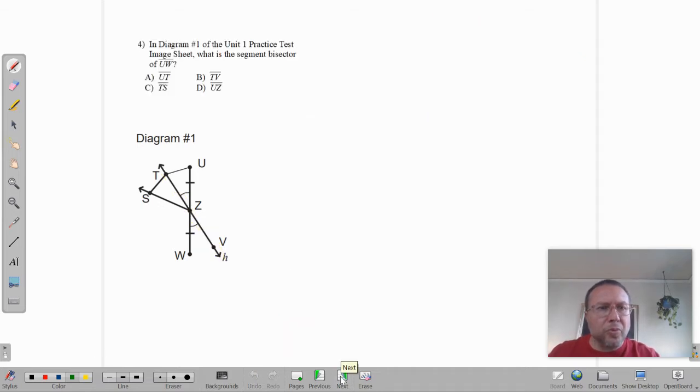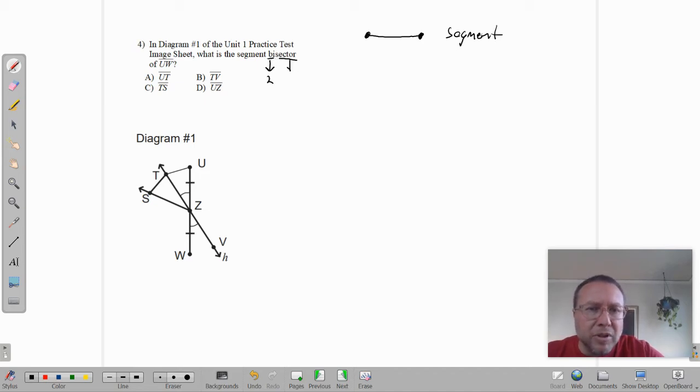Number 4, using the same diagram here, it says, what is the segment bisector? Well, first of all, we need to understand what that term bisector means. So segment, we know that we're talking about something that has a beginning and an end. And then if we think about a bisector, that prefix bi means two, and sector means like sections. So what it means is to cut into 2 sections or 2 parts. So we're cutting it in half, in other words, to cut into 2 equal parts.